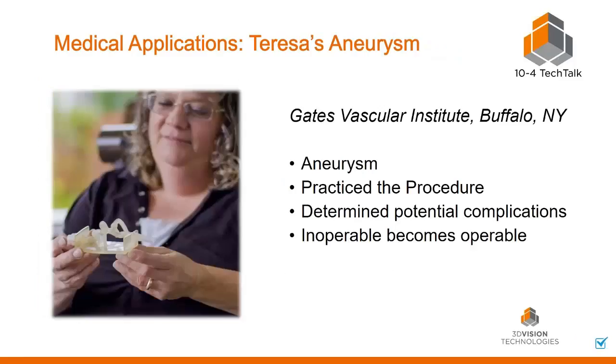So another story. A little older person is Teresa, and she had an aneurysm. In this case, they held the aneurysm in her hand. They actually did the procedure on it several times, trying to find the best way. It determined the potential complications. And again, an inoperable person becomes operable. Wow, this is definitely an old way, new way of doing surgery.